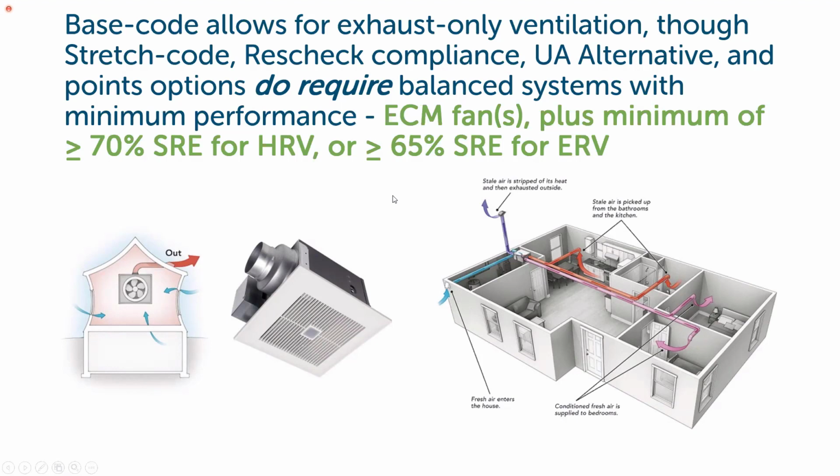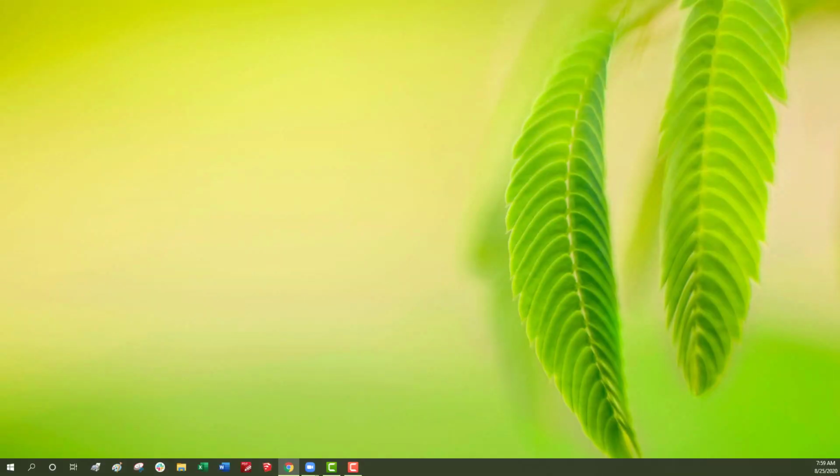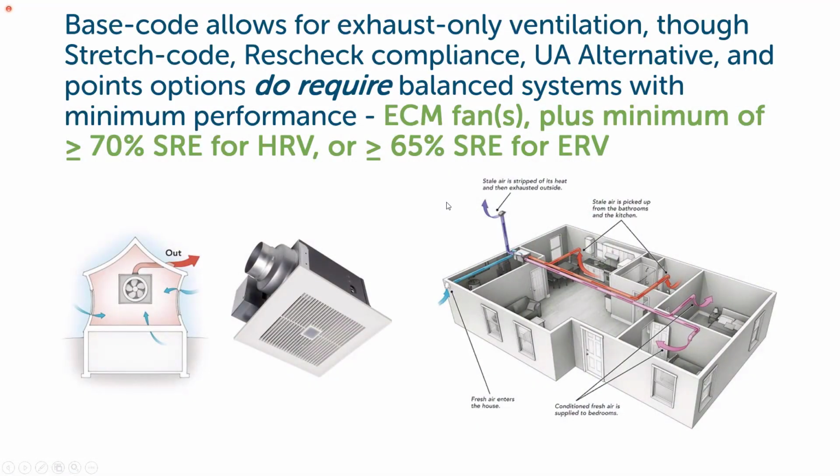But if you are going to be putting balanced ventilation into a building for any of these reasons, you need to understand that there are performance requirements for that equipment. So an HRV or ERV has to have an electrically commutated motor in it, an ECM motor fan. So it's basically a modulating speed fan rather than a fixed speed fan. So you have to be looking for a specific model that's going to have that performance.